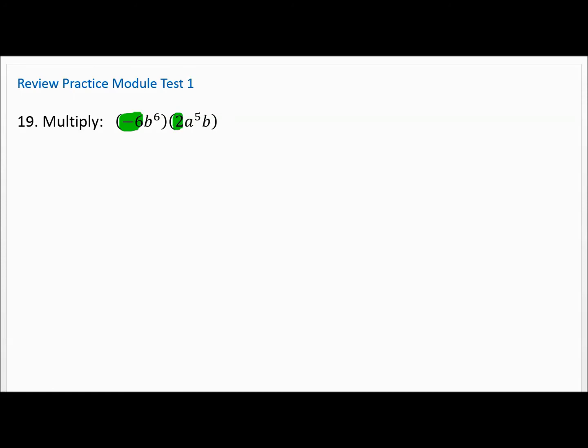If you would like to group these together, you could do that. In other words, negative 6 times 2, and then b to the 6th times b to the 1st, and then all that's left is an a to the 5th at the end, right? Just make sure you don't leave anything out if you reorganize like that. Most of you would just go, hey, negative 6 times 2 is negative 12, b to the 6th times b to the 1st is b to the 7th, and then a to the 5th is dragging on.